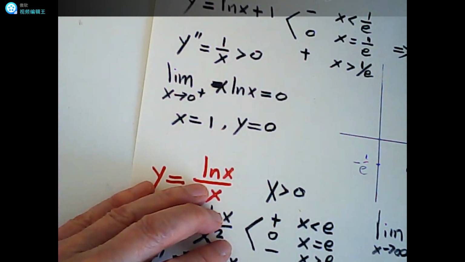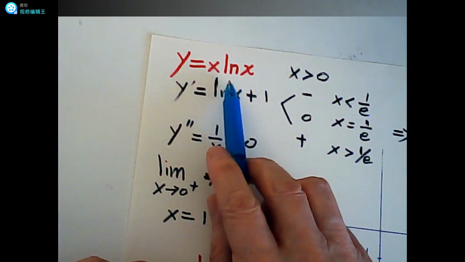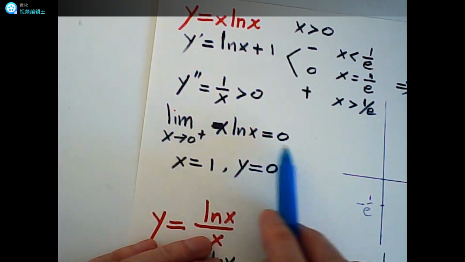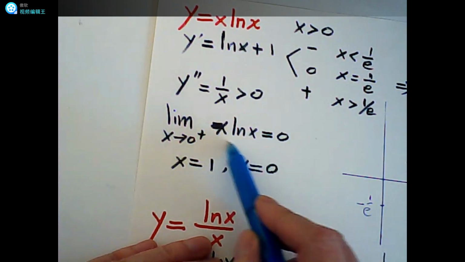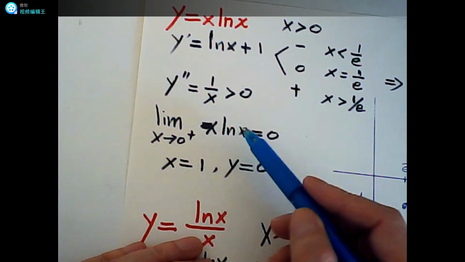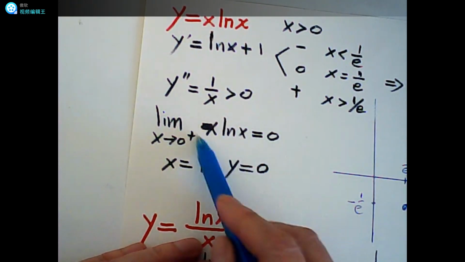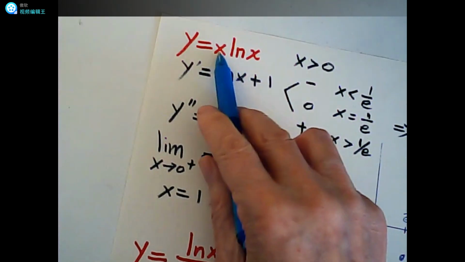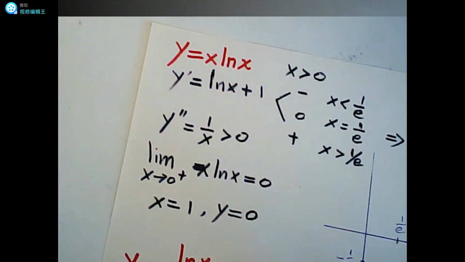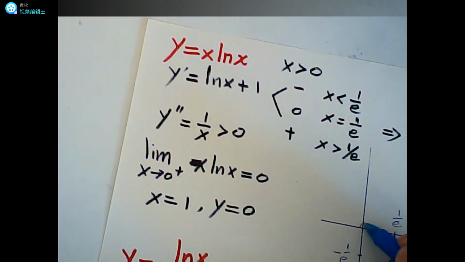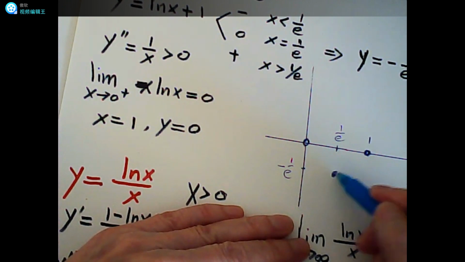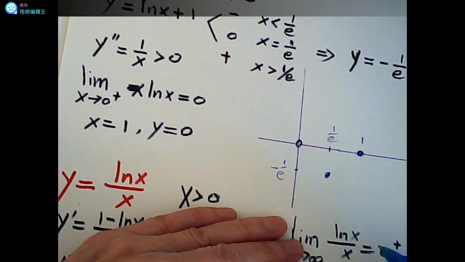Now, also, at 0 the function is not defined, but the limit does exist. We take the limit using L'Hopital's rule. I'm not going to spend time here. You know how to find this limit, which is equal to 0. So it means that the function is not defined at 0, but the limit exists. So there's a hole here. The function is not defined there.